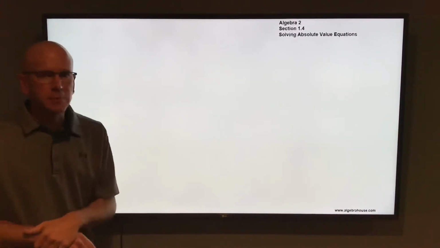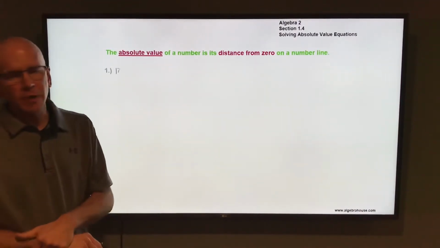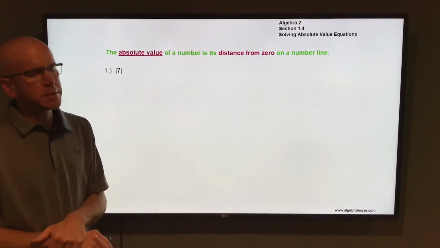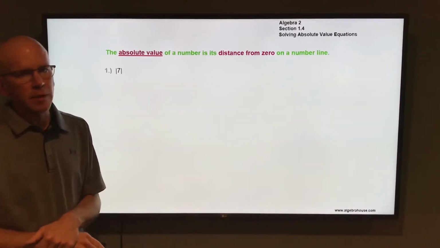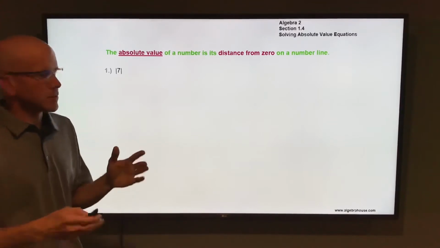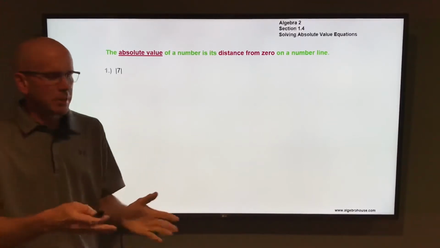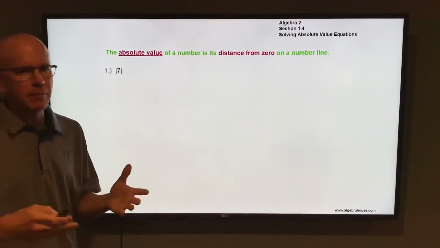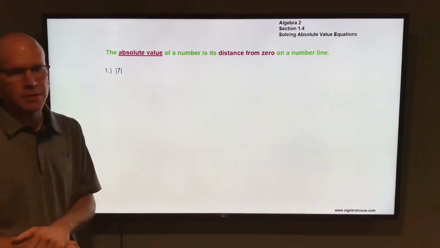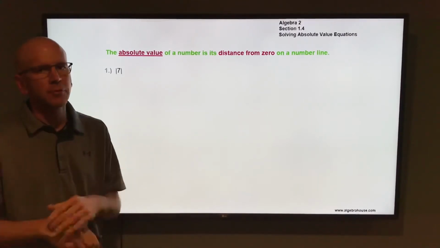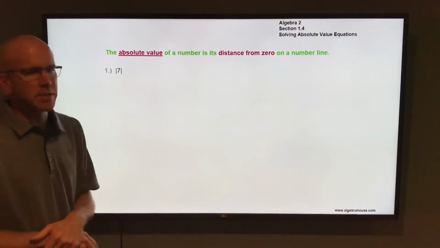We're going to be talking about absolute value. The thing to remember about absolute value is that it is the distance a number is from zero on a number line. A lot of times when people are dealing with absolute value in elementary school and middle school, they get in the habit of just taking the positive of whatever's inside the absolute value sign. Well, that's true to some extent.